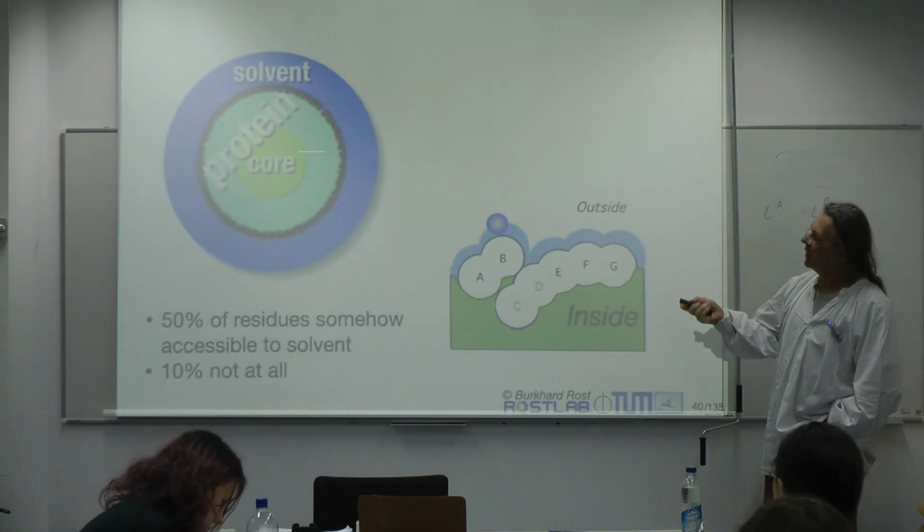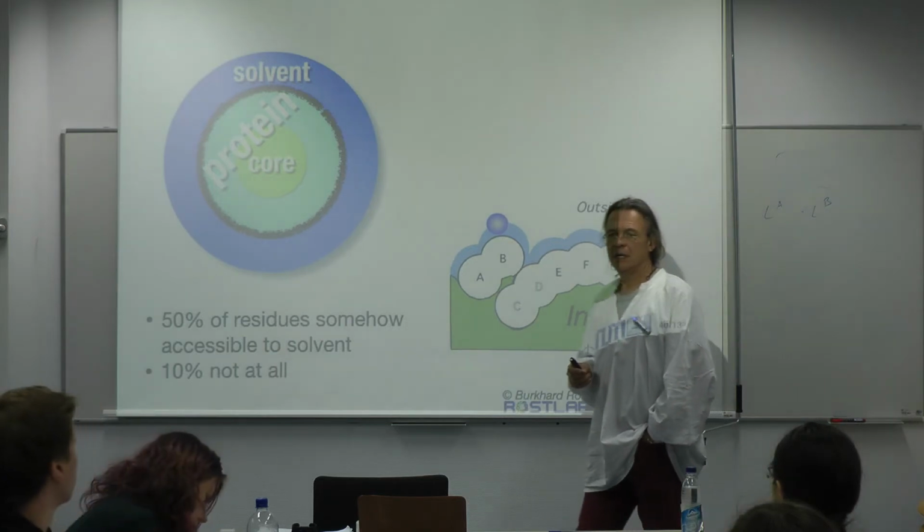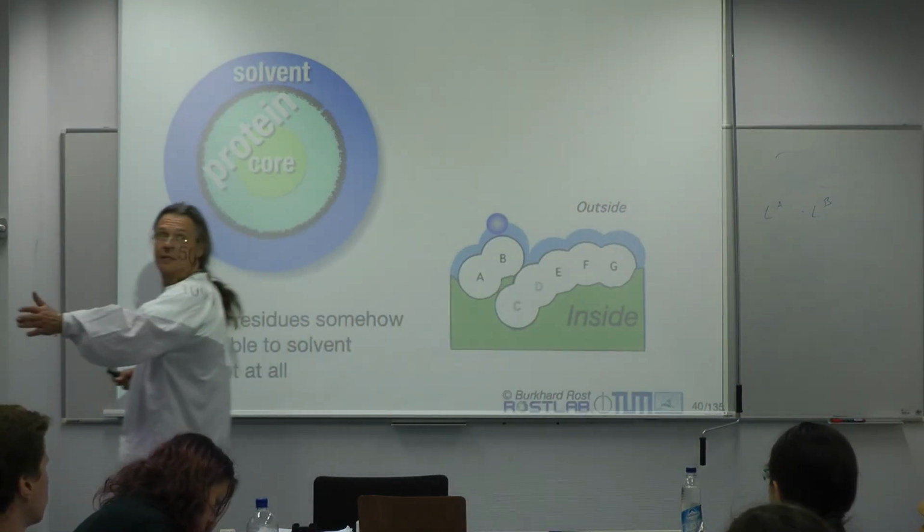Essentially assume that there is a core, a surface, and roughly it's half-half. So half of the residues are on the surface.